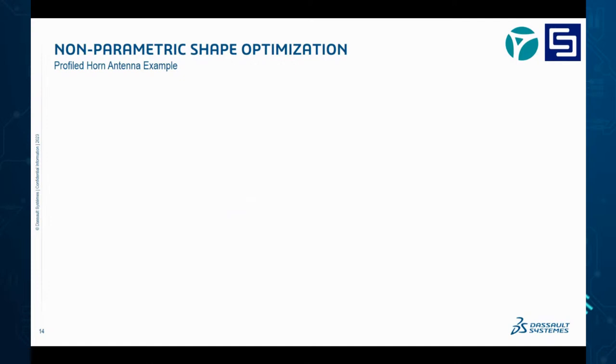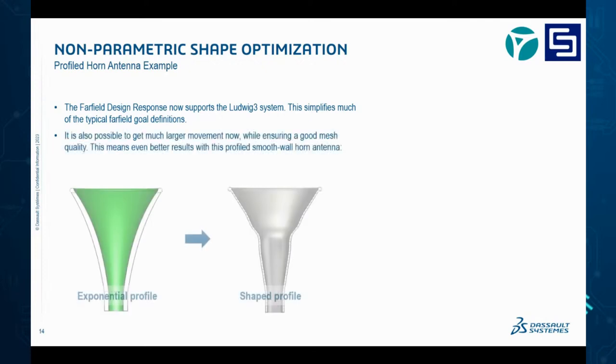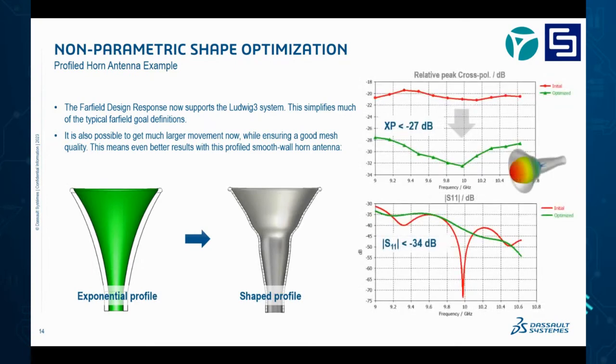Moving towards the shape optimization. One thing to note here is that now the far field design response supports Ludwig 3 systems, which drastically simplifies the goal definitions for far field manipulation, far field goals. And it's also possible now for the mesh to make larger movements while still ensuring a good mesh quality. And this means that we are going to have better results.